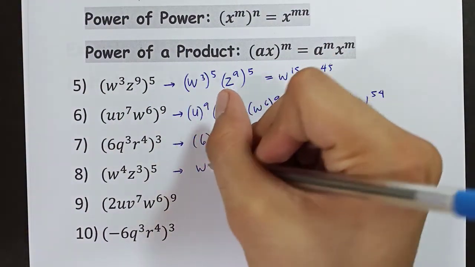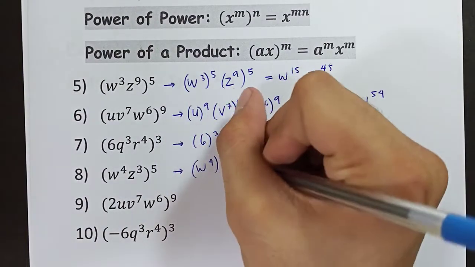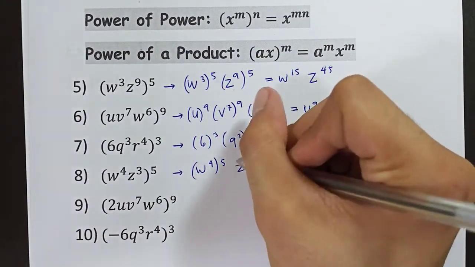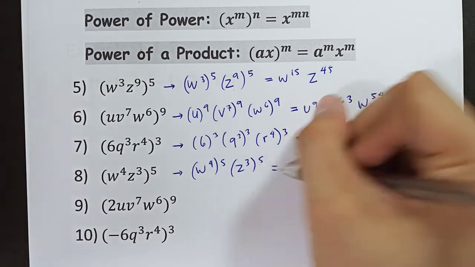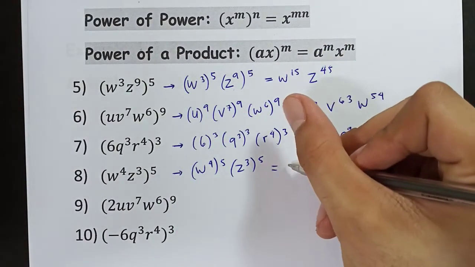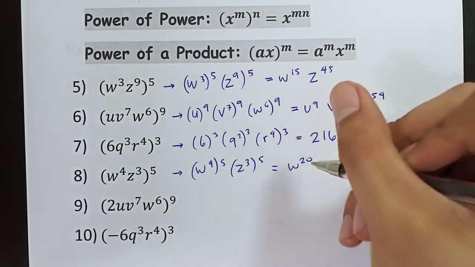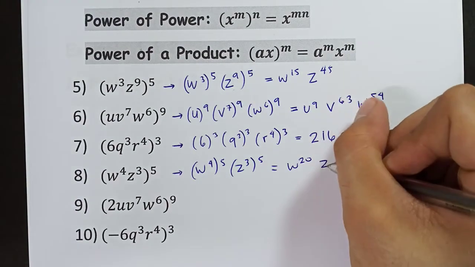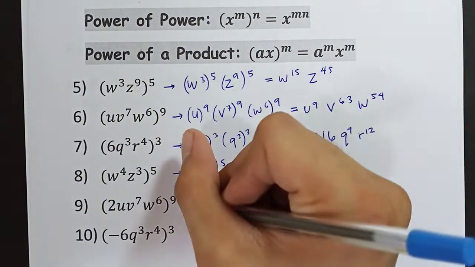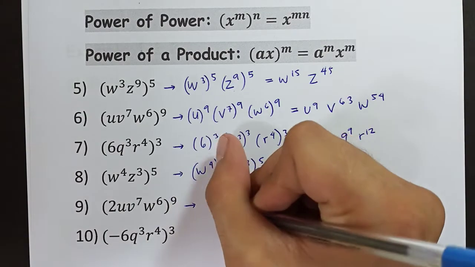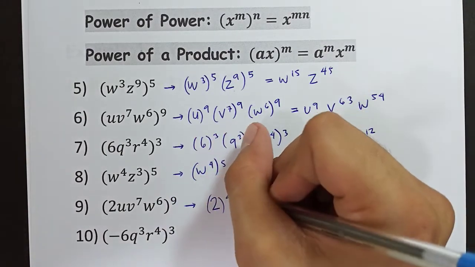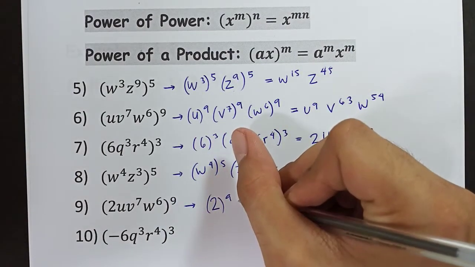Again, distribute lang si 5. Then Z cube 5. Then power of power. 4 times 5 is 20. 3 times 5 is 15.